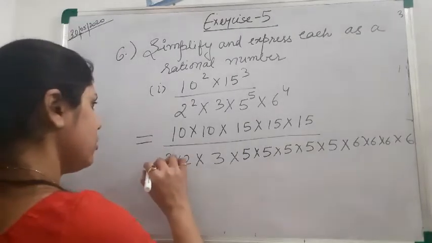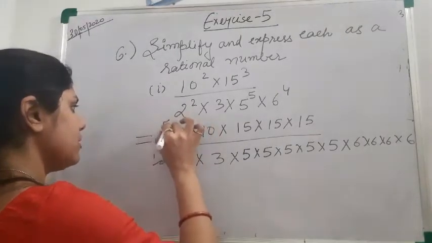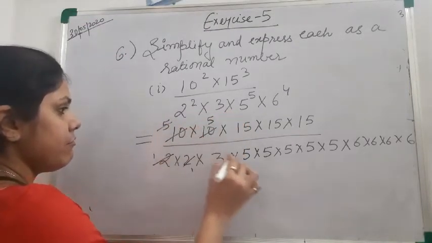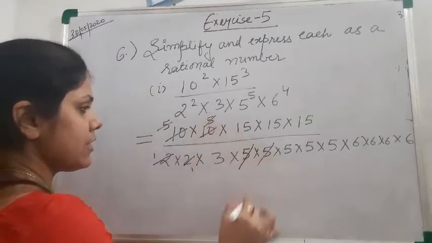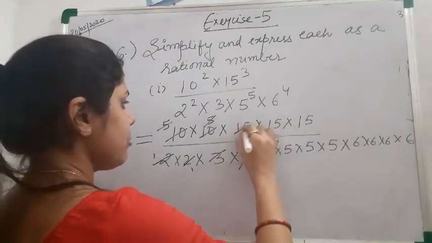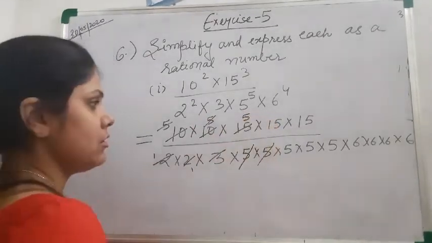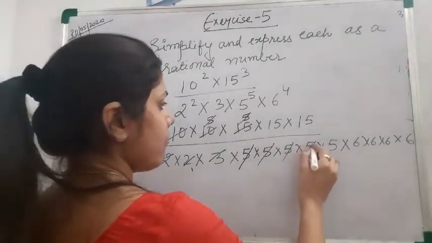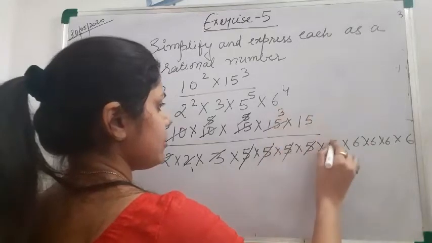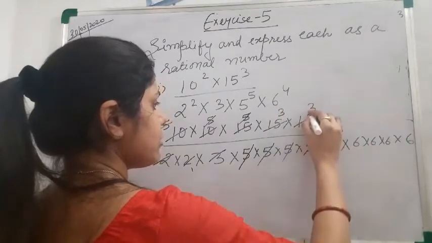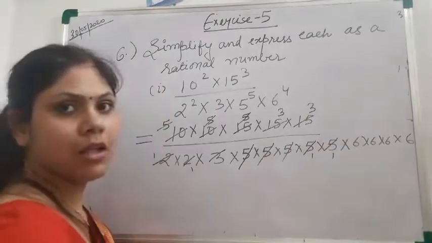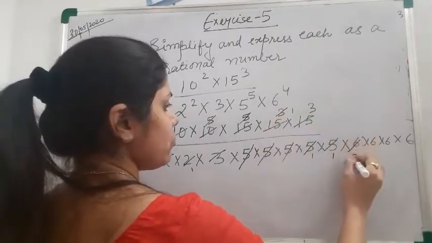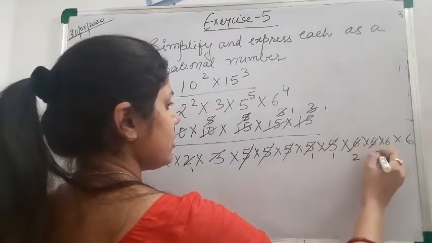Now let us solve this. 2 ones are 2, 2 fives are 10. 2 ones are 2, 2 fives are 10. This 5 cancels from this side. Now 3 ones are 3, 3 fives are 15. So again this 5 is cancelled by this 5. Now 5 ones are 5, 5 threes are 15. Now you can reduce this. 3 ones are 3, 3 twos are 6.